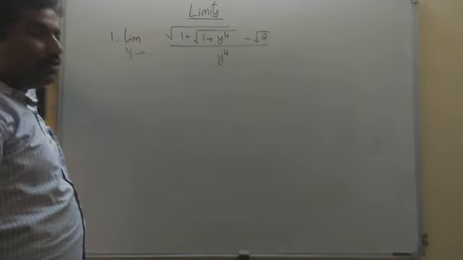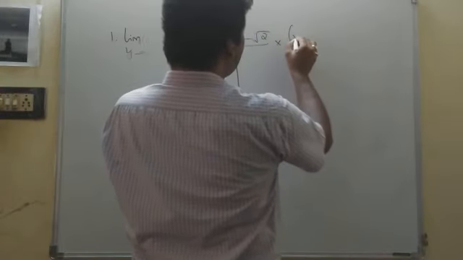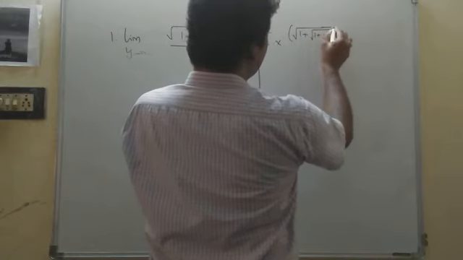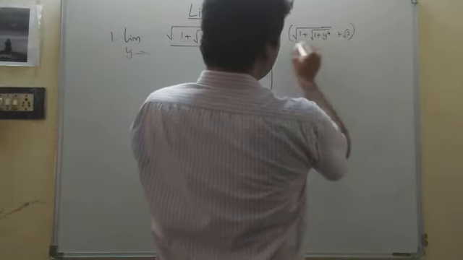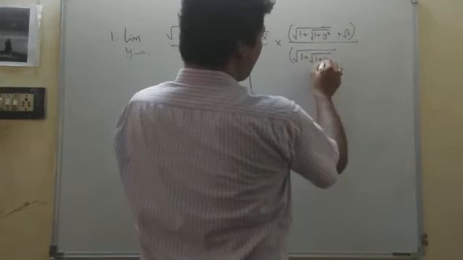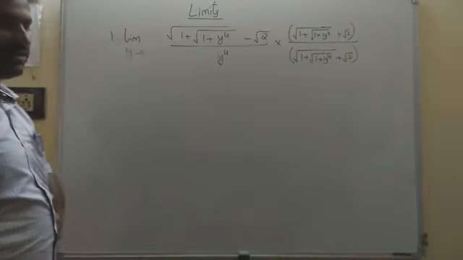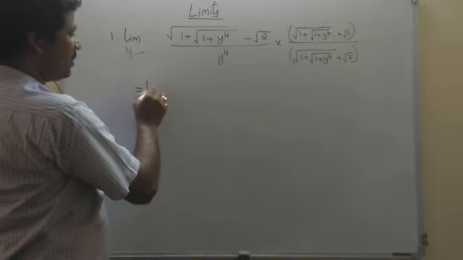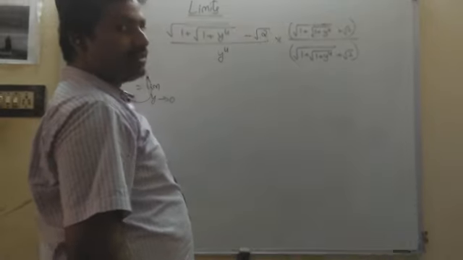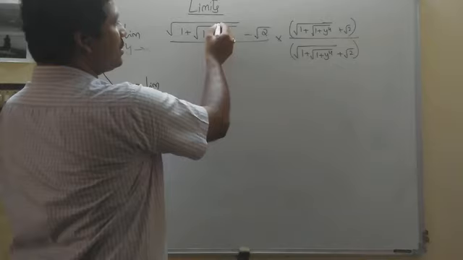What is the other way? You can rationalize this. That means I am multiplying and dividing with square root of 1 plus square root of 1 plus y power 4, plus root 2. So this is the thing. What is this equal to? The limit as y tends to 0, a minus b into a plus b is a square minus b square. A square minus b square means what will happen? This root will be cancelled.